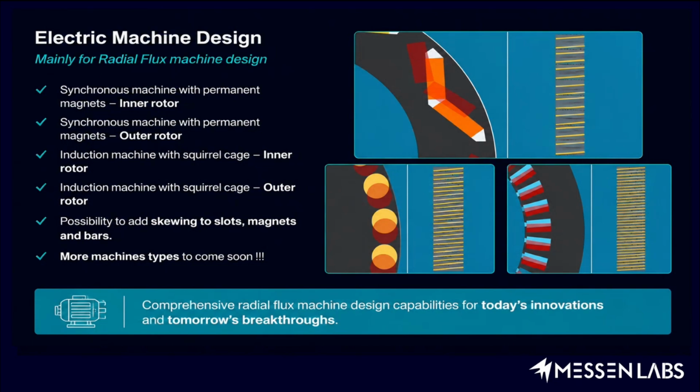So we have synchronous machines with permanent magnets, inner rotor and outer rotor. We have induction machines, okay, with the squirrel cage, inner rotor and outer rotor. We have wound field machines. We have DC machines, and we have more. I will show it to you in the software, and many more machine types are to come soon. So currently it is primarily radial flux, but axial flux machines are coming very soon. Okay. And yeah, so comprehensive radial flux machine design capabilities for today's innovations and tomorrow's breakthroughs.